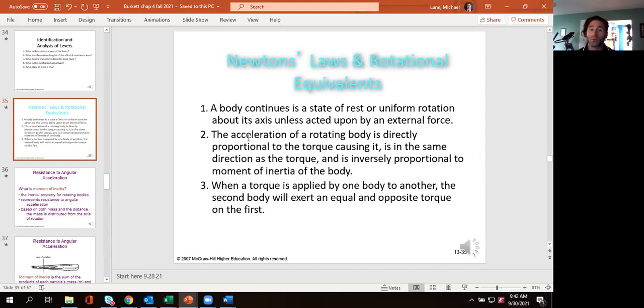Then when a torque is applied by one body to another, the second body will exert an equal and opposite torque on the first. So, for example, just think about when you're trying to throw a spiral on a football. As you're creating that force on the football to turn it, the football is resisting that turn. So every force that you produce has to be absorbed by not just the object you're acting upon, but yourself as well.